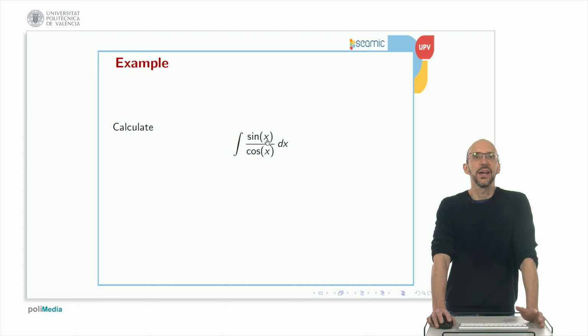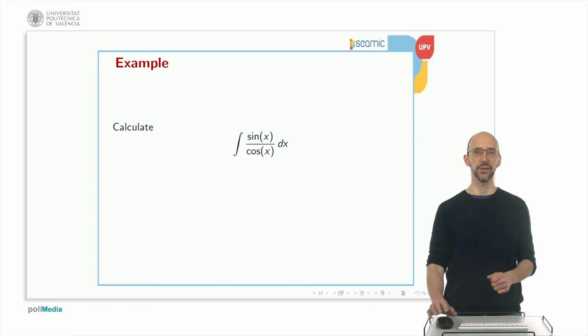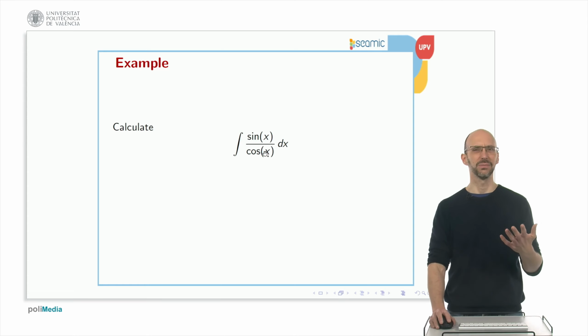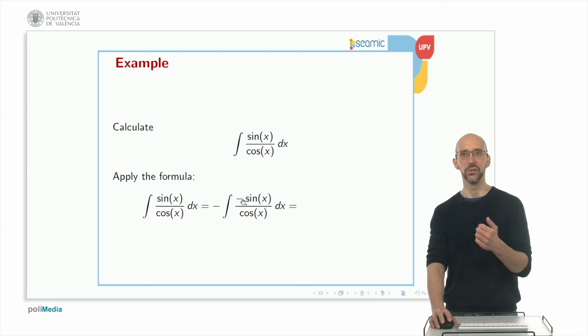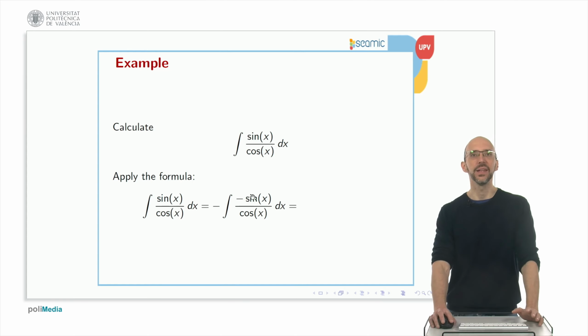Another exercise, sine over cosine. It's almost the one we just saw before, but in a different order. The question is, is the derivative of cosine on the numerator? And the answer is almost. The derivative of cosine is negative sine. So what I'm going to do, I'm going to add a negative on the numerator, and I'm going to add one negative outside of the integral. These two negatives cancel each other, so it's like I'm doing nothing. But now I have the derivative of the denominator on the numerator. Then what is that? Negative natural logarithm of the absolute value of the denominator.